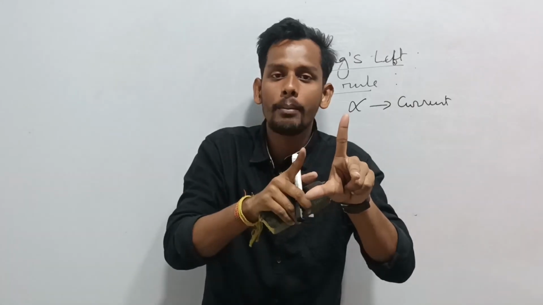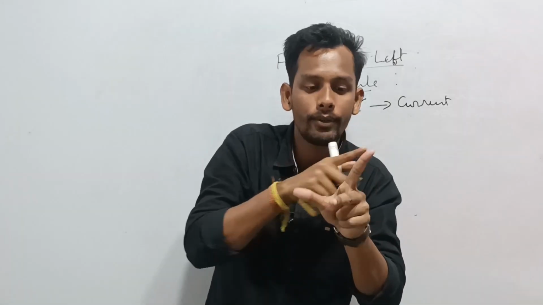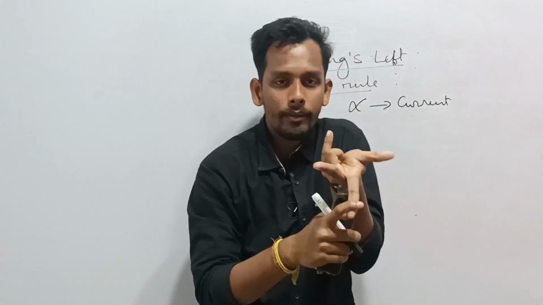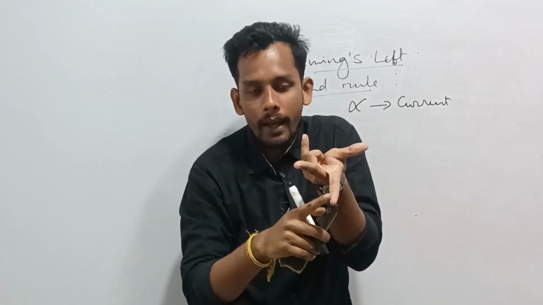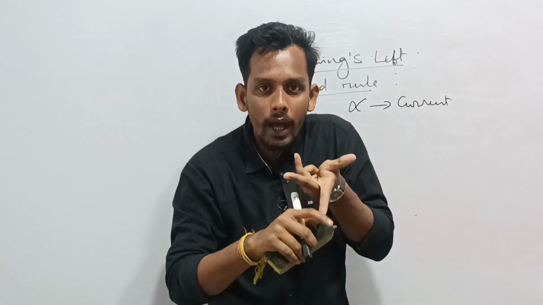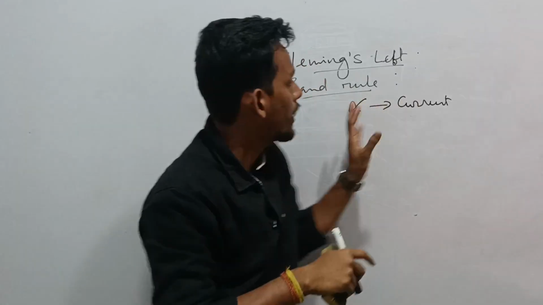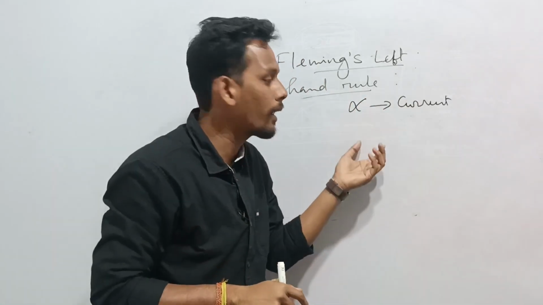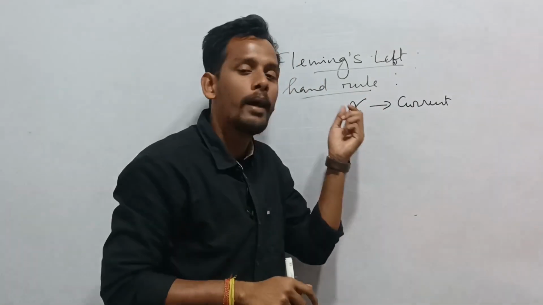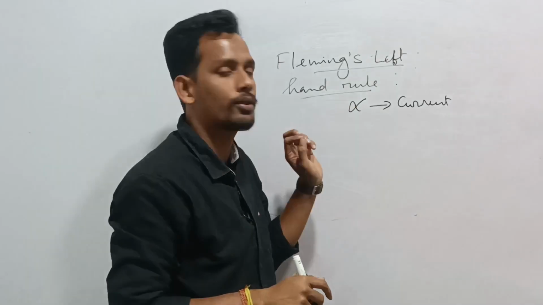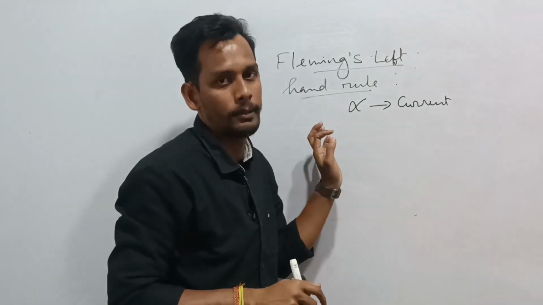Now if the same alpha particle deflects towards your left, then the direction of the magnetic field is downward. So in this way, you can find out the direction of current, the direction of magnetic field, as well as the direction of force of the magnetic field.